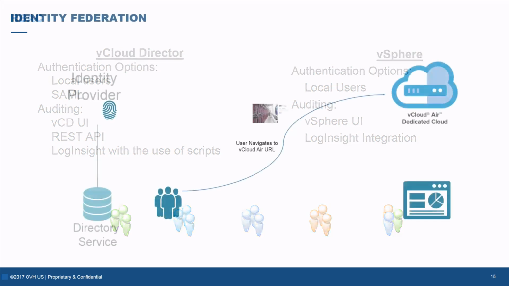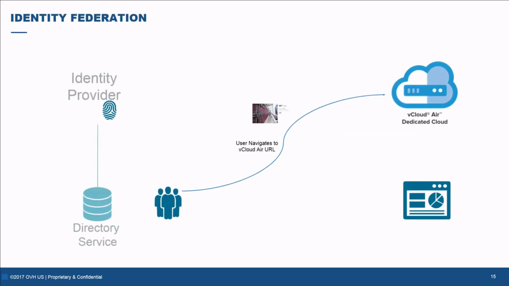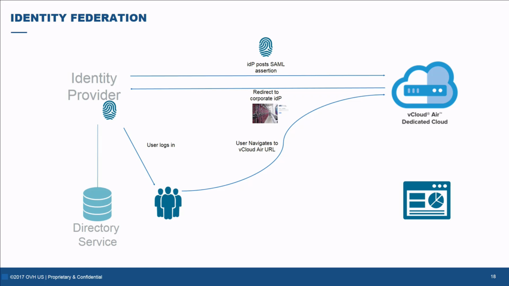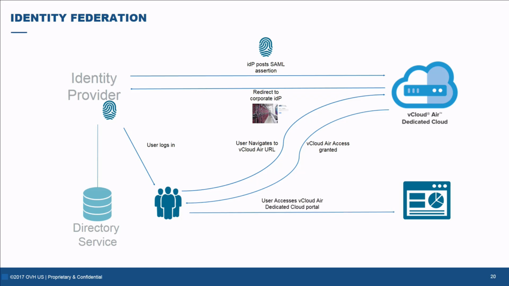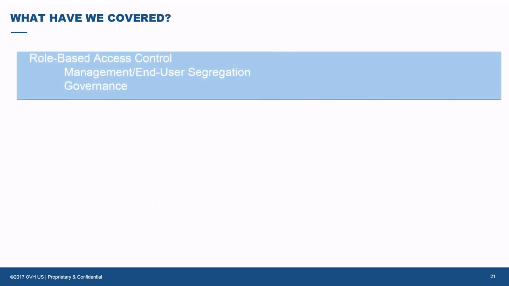So if we check how this identity federation actually works, in this case with vCloud Air, a user would navigate to a vCloud Air website. vCloud Director would then push the authentication to a corporate identity provider. The user logs in, and this login can be with Touch ID or with a password. After that, the identity provider posts a SAML assertion into vCloud Director. vCloud Director grants access for the user, and the user gets access to the vCloud Director portal.